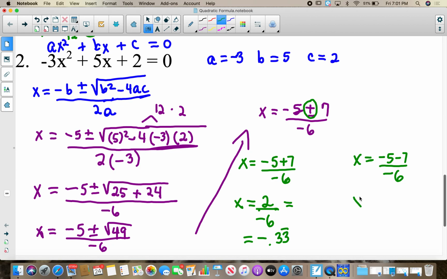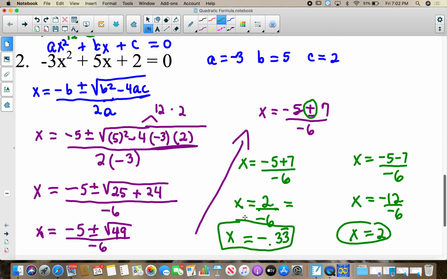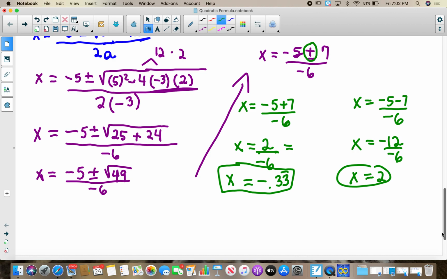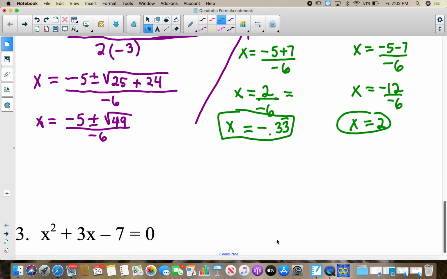Over here, we have x is equal to negative 5 minus 7 over negative 6, which is negative 12 over negative 6. So x equals positive 2. So these are the 2 possible solutions to this quadratic equation. x equals negative 0.33 and x equals 2.